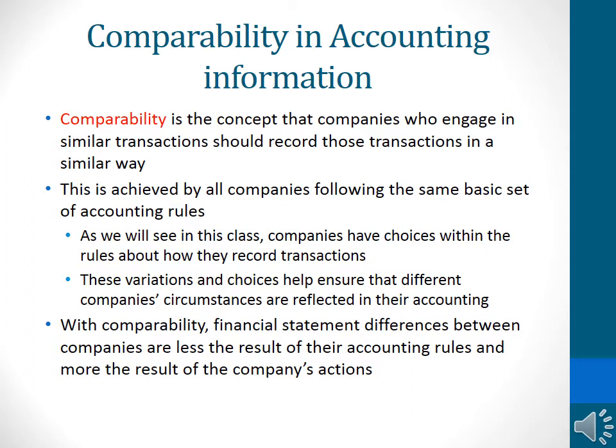As we're going to see in this class, quite often a company engages in a transaction and has 2 or 3 options of how to account for the transaction. But they don't have unlimited choices. This small variability, the small variation, helps ensure that different companies' circumstances are reflected in their accounting outcomes. When we have comparability between companies, financial statement differences between the companies are less the result of their accounting rules and more the result of the company's actions.